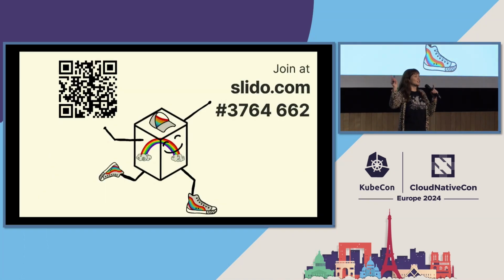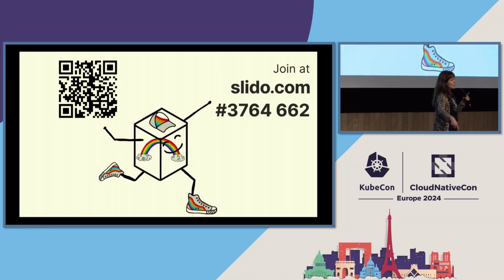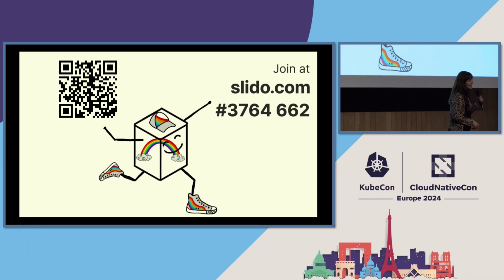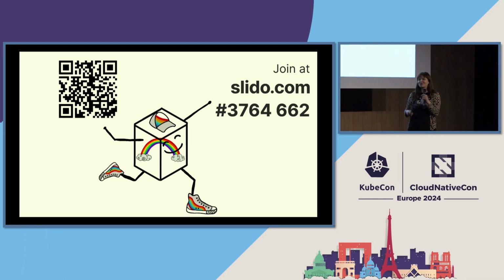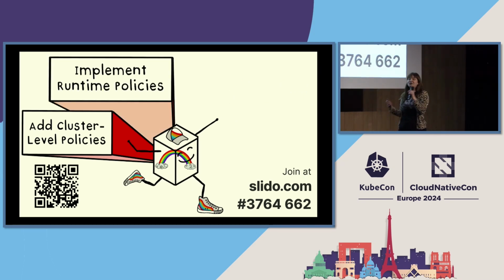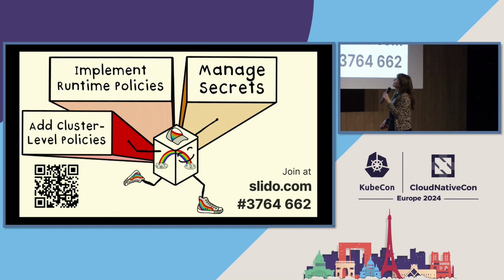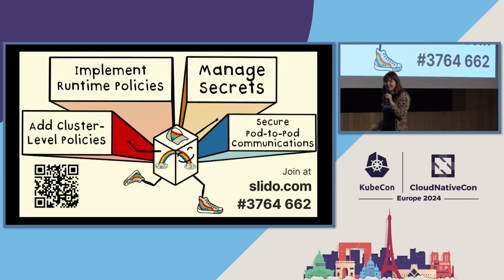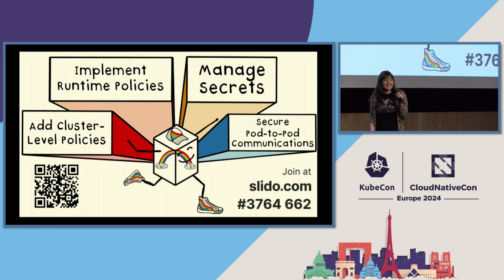So this is where we need your help. Please get out your phones and scan this QR code, and we're gonna do a live vote today. We're gonna go through 4 system design choices, and then Viktor's gonna build a demo based on what you choose. So we're going to add cluster level policies, we're going to do runtime policies, we're going to manage secrets, and we're going to secure pod-to-pod communication. So let's do this thing.